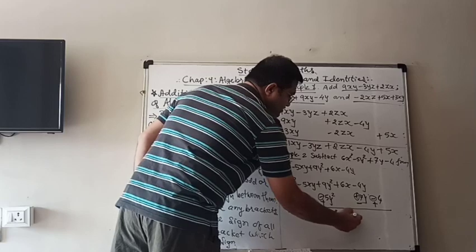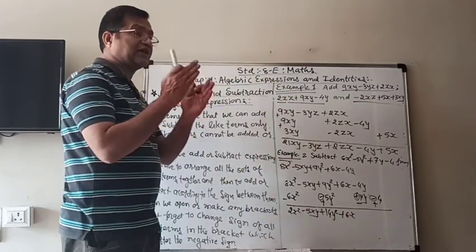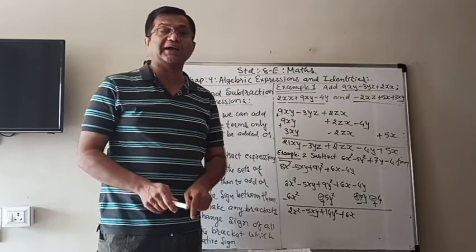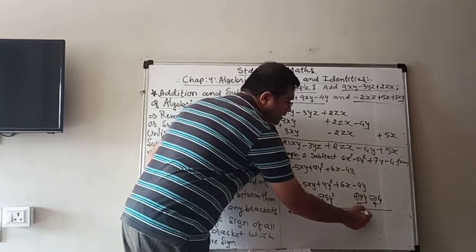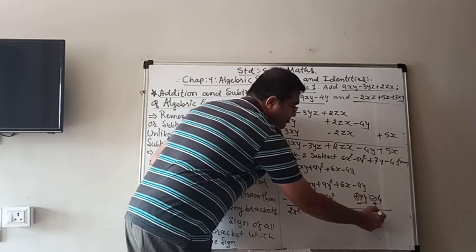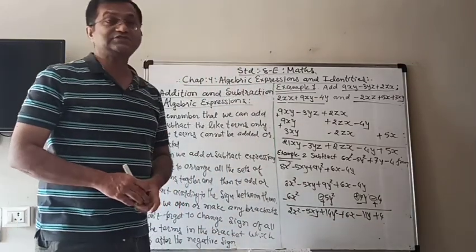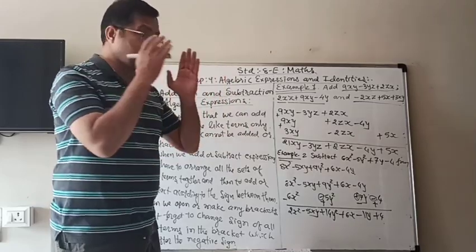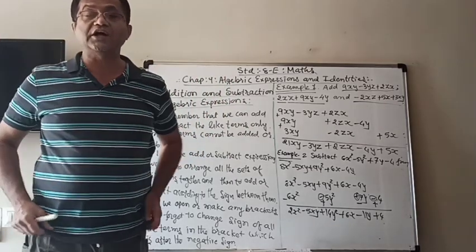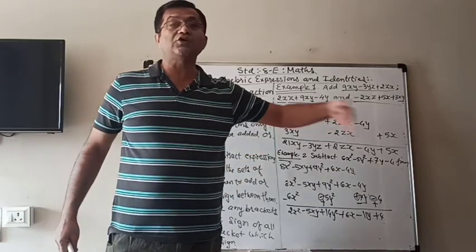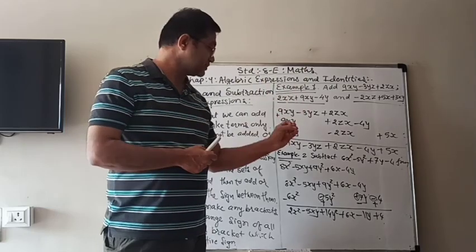Plus 6x as it is. Minus 4y minus 7y. We know that when there are both negative terms, we have to add them, but with the negative sign. So minus 11y and plus 4. By this method, you have to remember that like terms must be in the same column. If it does not have any like term, you can write it down separately and then add or subtract like this.